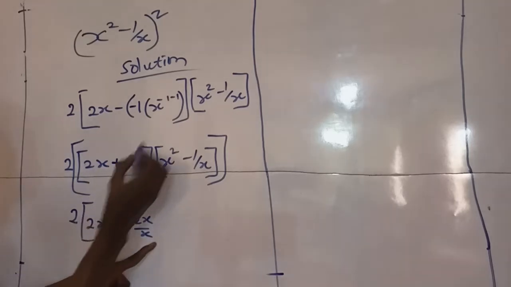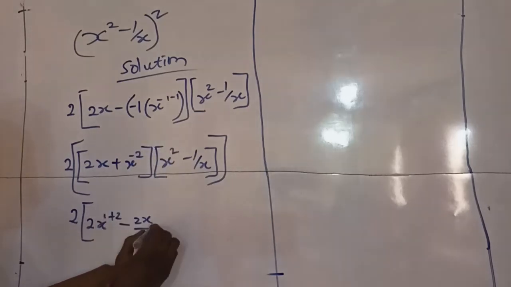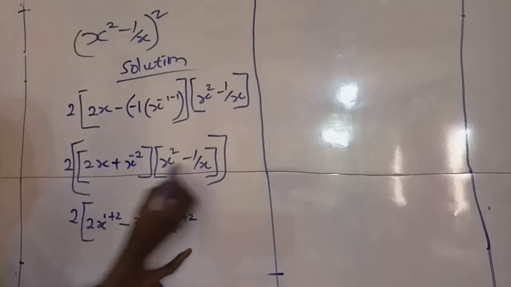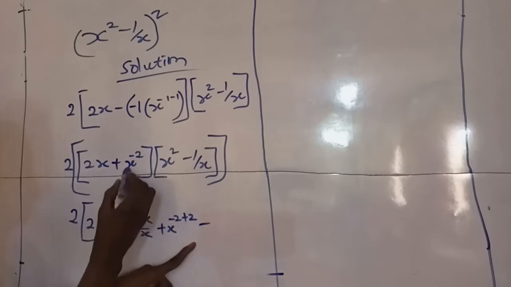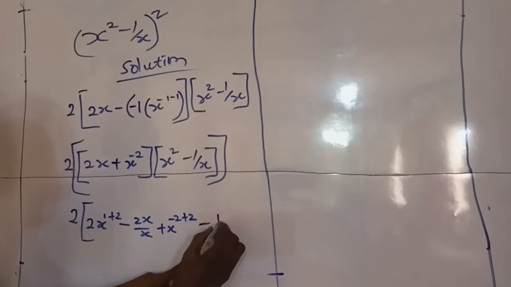So plus x to the power minus 2 multiplied by x to the power 2. This simply means plus x to the power minus 2 plus 2. So plus times minus, this will give us minus x to the power minus 2 multiplied by minus 1 over x. This will give us 1 over x to the power 3.